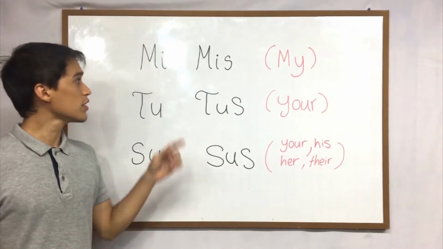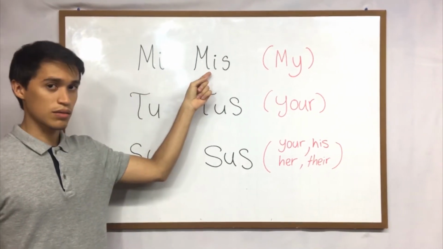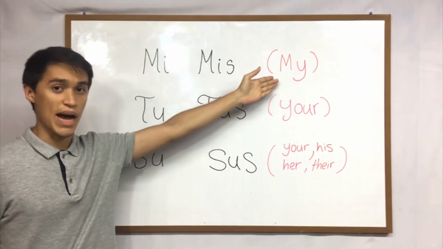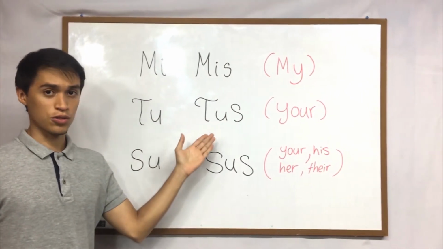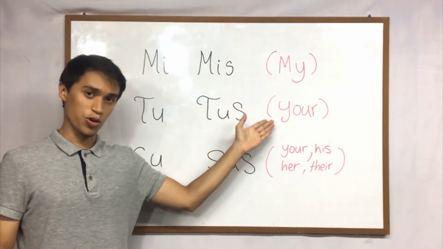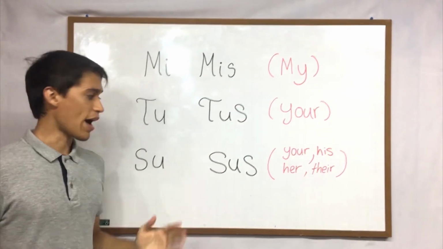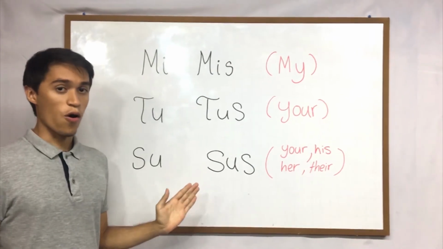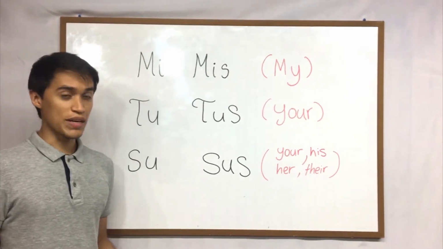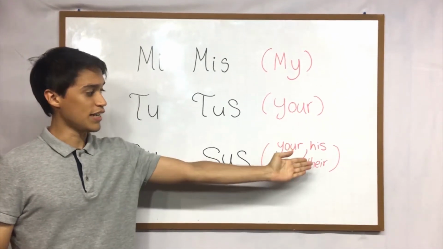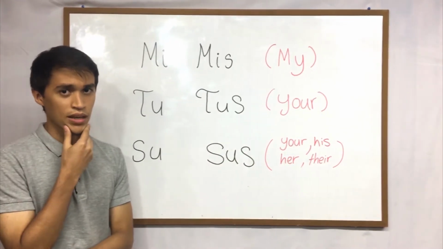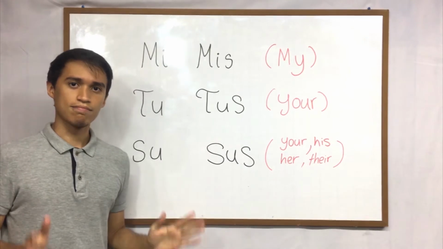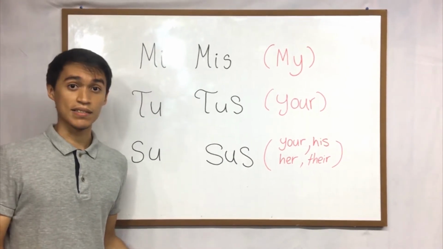The first one is mi or mis, which means my. The second one is tu or tus, which means your. And finally, we have su or sus, which means your, his, her, or their. A little bit tricky, but let's see why this happens.